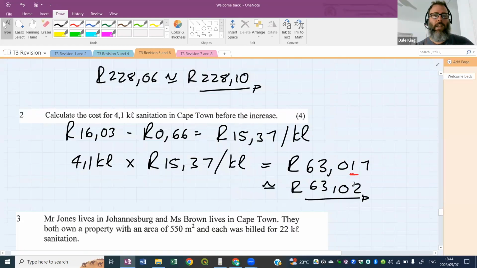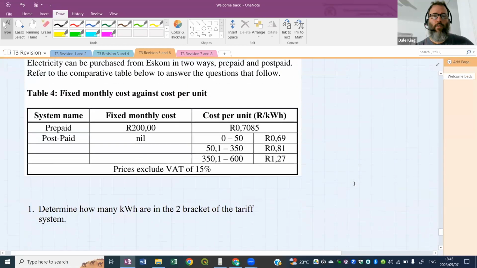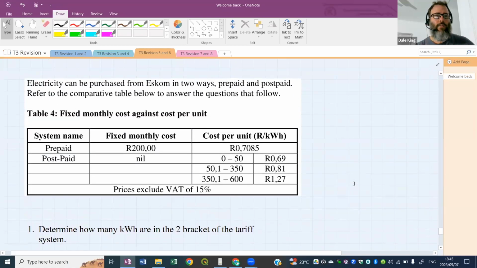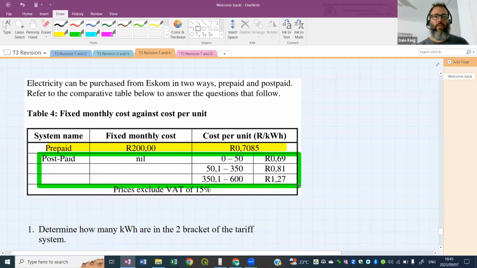All right. Let's move on to a new one, guys. I got more for you. Here we go. Electricity can be purchased from Eskom in two ways. We know this as a fact: prepaid and postpaid. Refer to the comparative table below to answer the questions that follow. So there are two ways you can pay: prepaid or postpaid. There's the prepaid one, and postpaid is underneath it there. So this whole table here is postpaid.